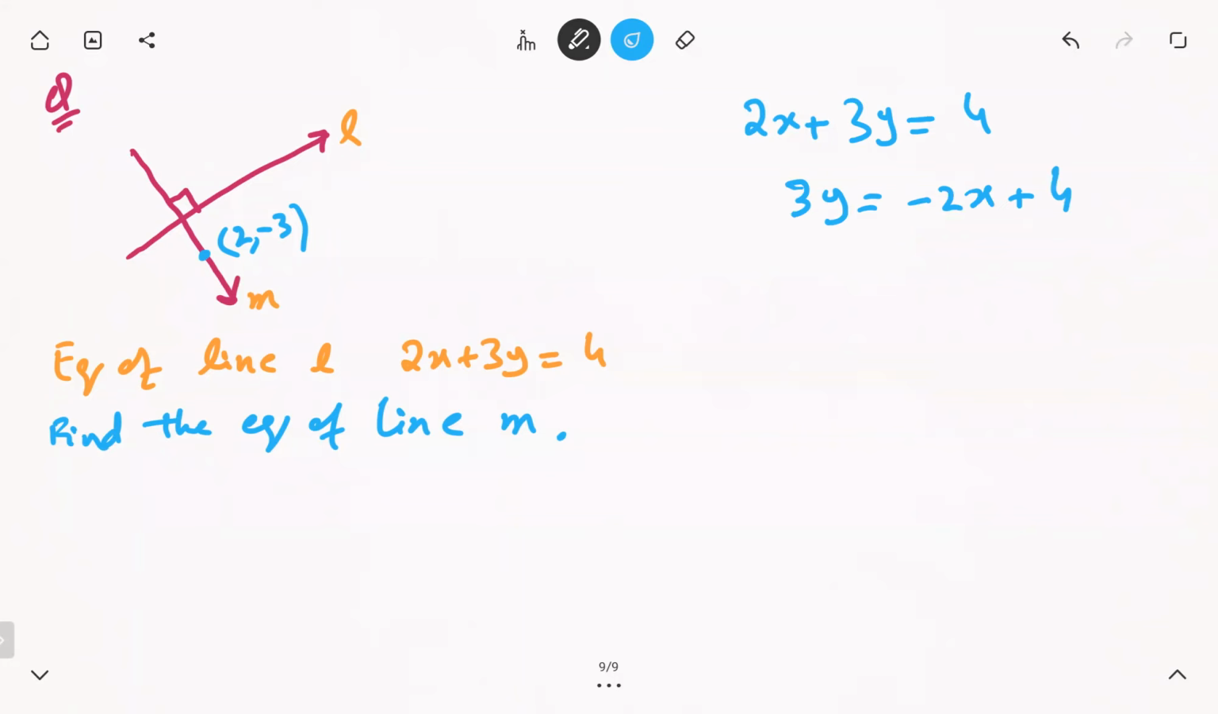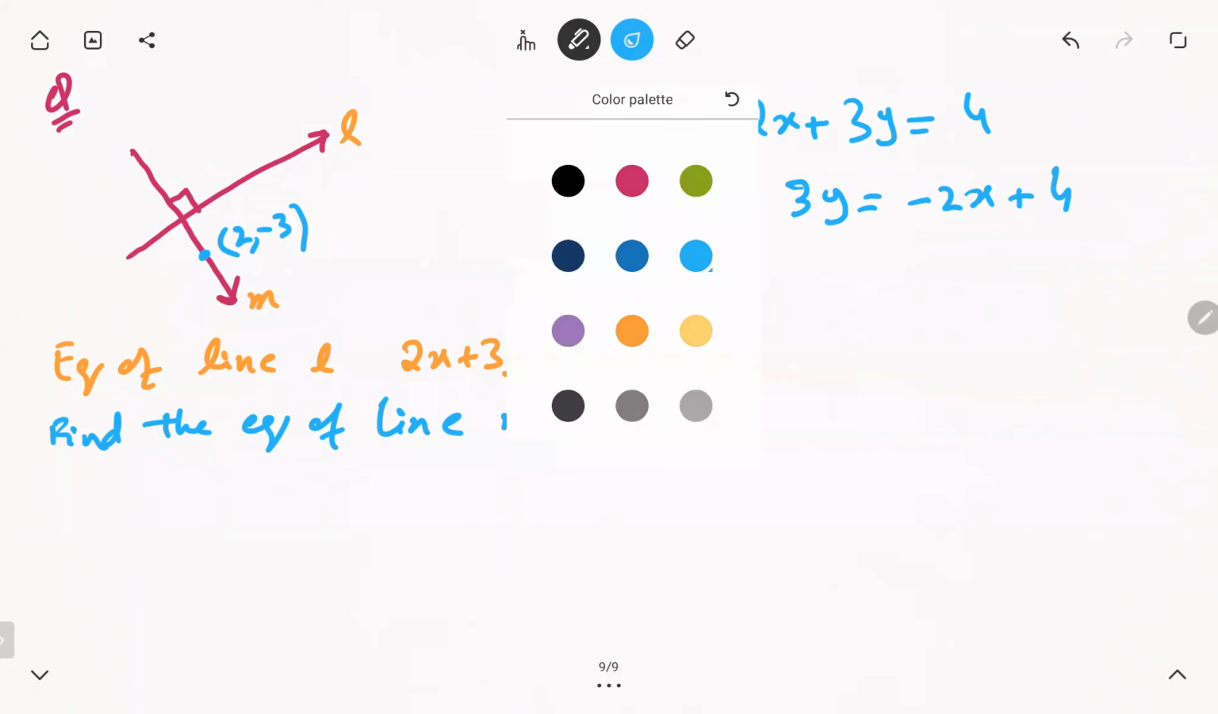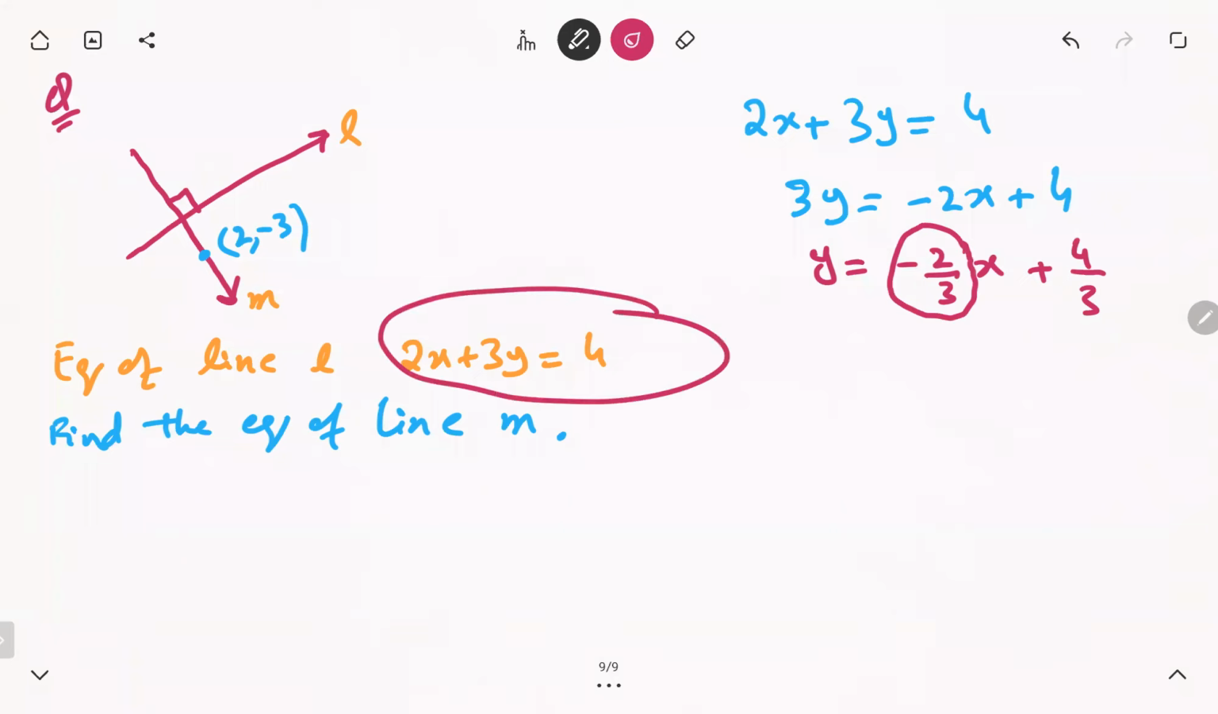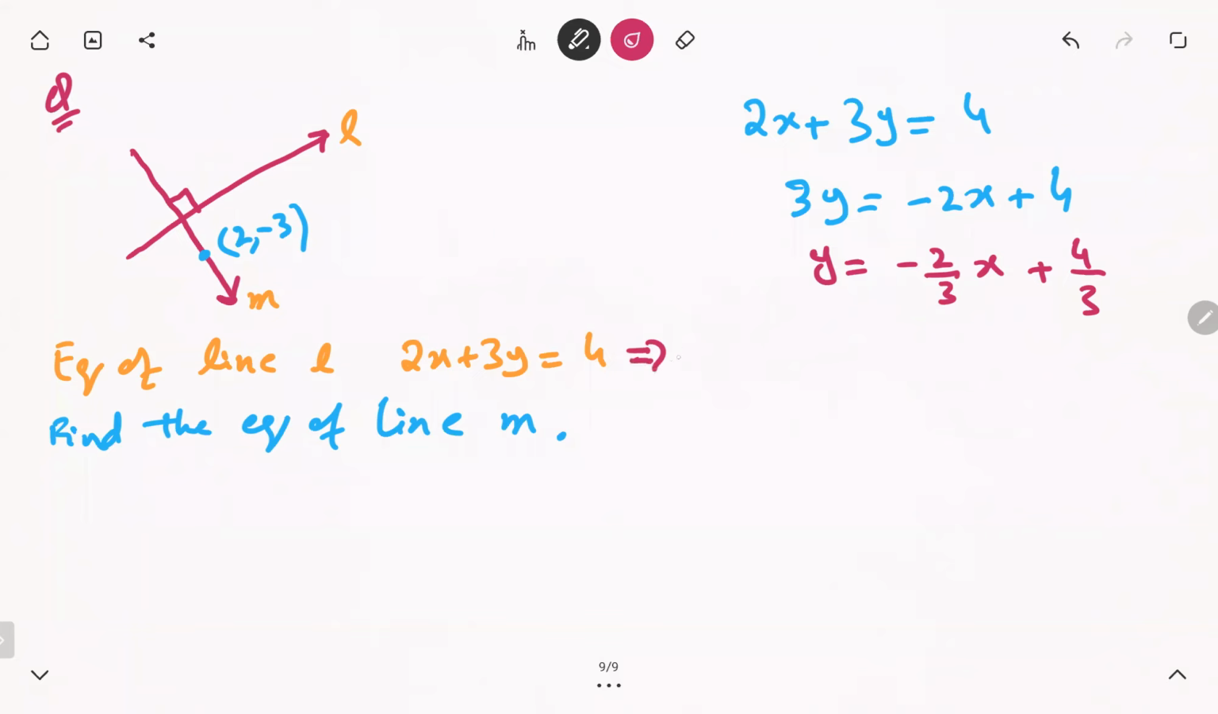Now we will divide by 3. When we divide by 3, it is divided on both terms, so it will be y = -2/3 x plus 4/3. So here the gradient of the line L, the gradient of this line is -2/3, not the gradient of M. So the gradient of line L is -2/3.